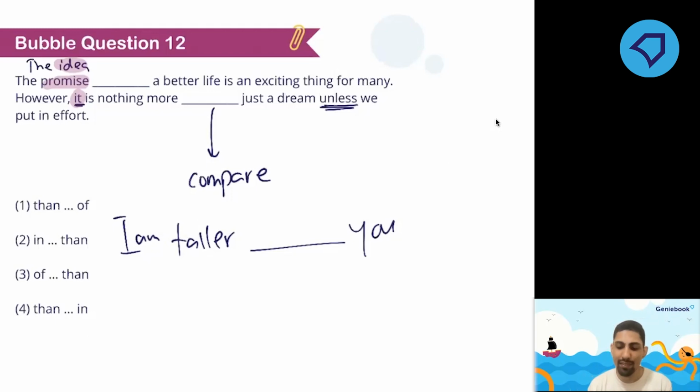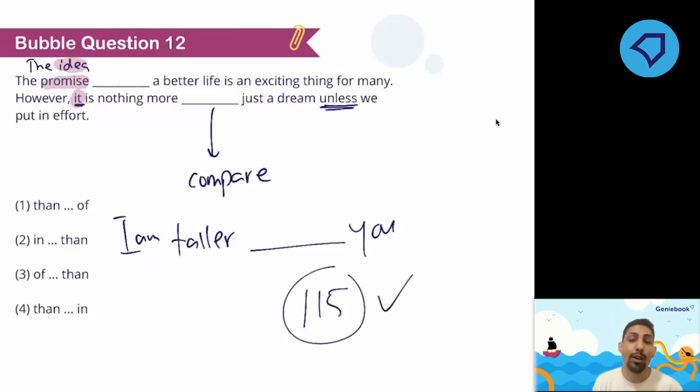Okay, 1158. Even after all those major hints, the promise of a better life, or the idea of. If you were listening closely, you might have heard me accidentally say the answer out loud. Okay, so it's definitely of, not promise, then a better life. No, the idea of something. Okay, so it's definitely this, and it is nothing more than. See, than is a comparison. We are comparing the idea to a dream.